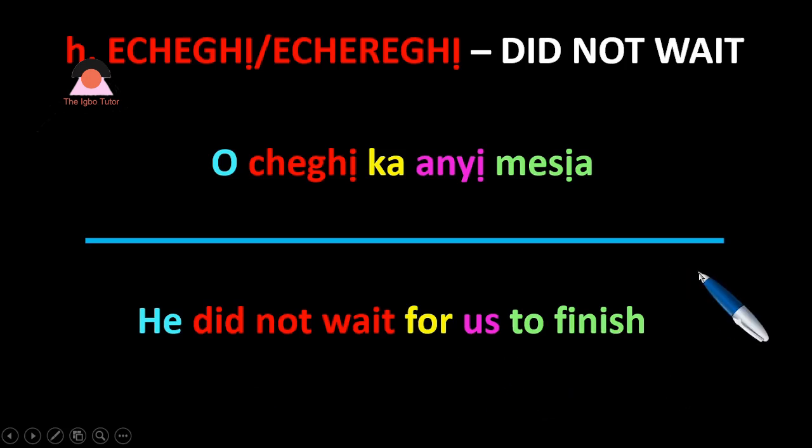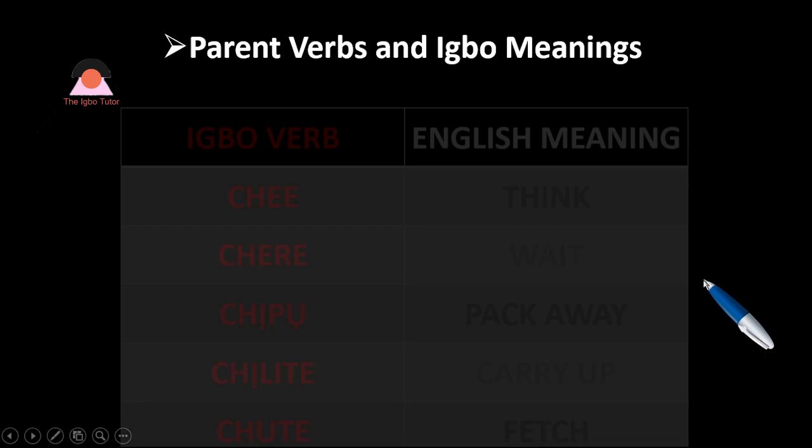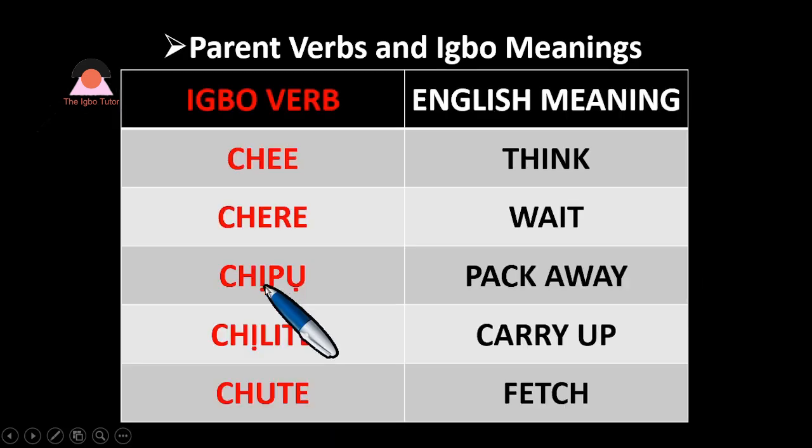We move on to pick another parent verb. Now we're picking Chipo, which is pack away. This is used when we are referring to a number of items, not a single item. It must be plural for you to use Chipo. If it's a singular item, you simply say wepu. But if there are many, it has to be Chipo. That's why we use pack: gather together and take away, right?